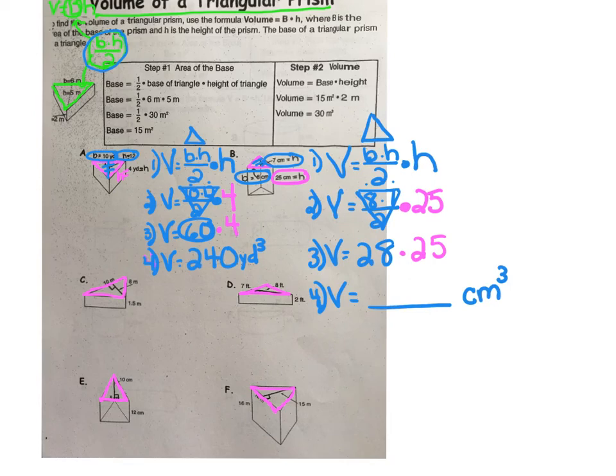Take a moment, grab a calculator, and complete the rest of this worksheet. Make sure you show all 4 steps as you calculate the volume for each triangular prism. Pause the video, and when you're ready, turn the video back on so you can self-correct. Please pause the video now.